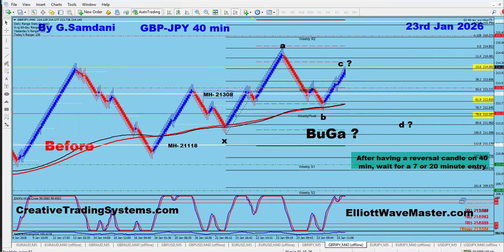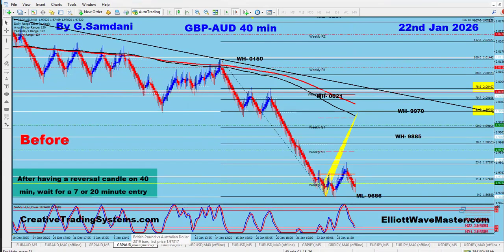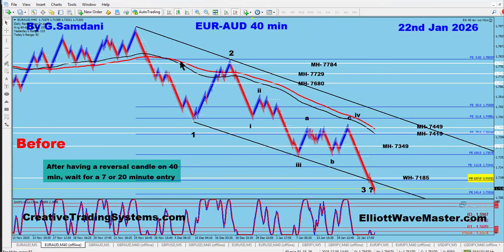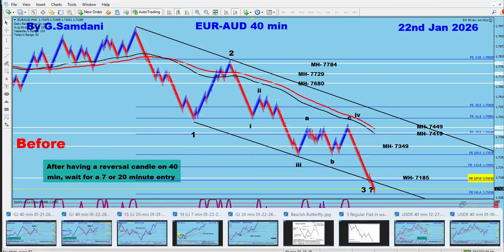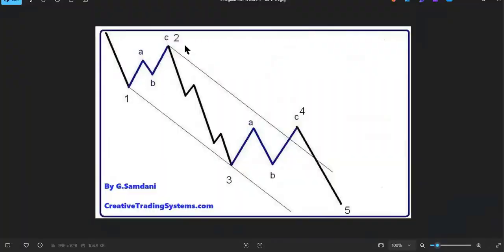Similarly, for example, Pound Aussie is not making anything, but Euro Aussie, see this Elliott wave drama. Wave one, wave two, then 1, 2, 3, A, B, C, 4, 5. What happened here? A, B, C. And I had it short. Why? Because look at the diagram. You see 1, 2, and after that 3, then A, B, C, 4, and this 5. These diagrams, by the way, are all over the internet.